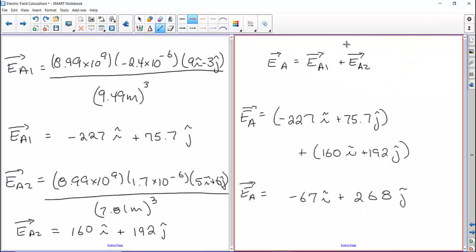Then you use the principle of superposition. So the total electric field at A is the sum of the two electric fields, one from charge 1, one from charge 2. So we just add the two vectors together. You add the x components together, you add the y components together, and that's your answer. And the units are newtons per coulomb.